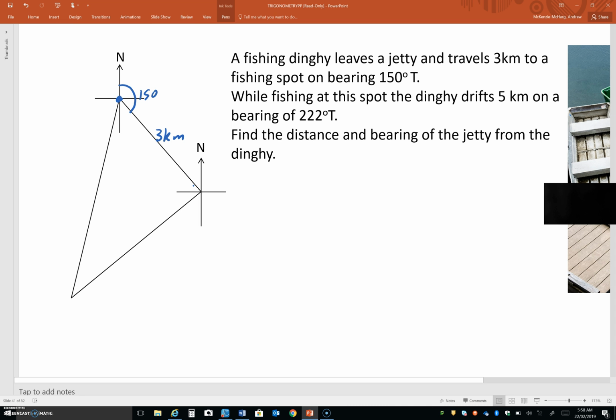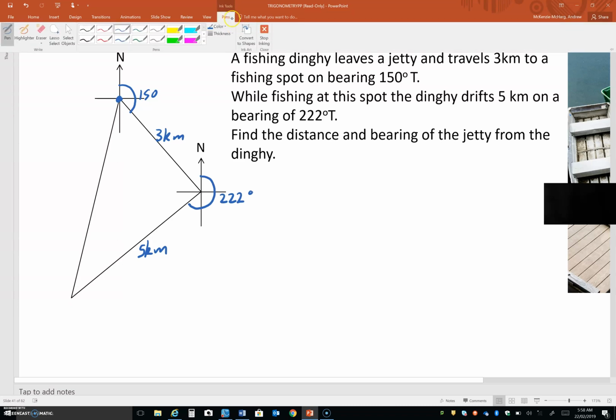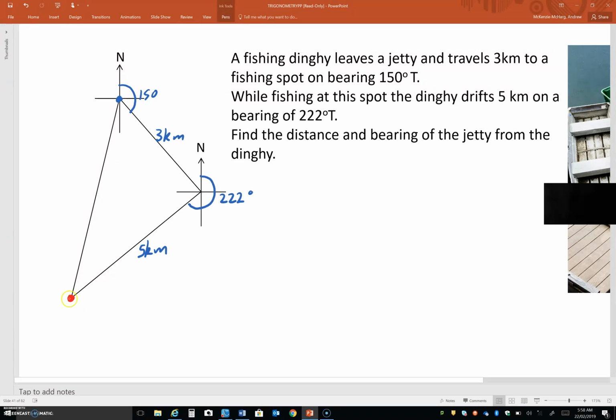So from there it travels a further 5 kilometers on a bearing of 222 degrees true. So that must be 222 there. And it ends up at this red dot. And we are asked to find the distance from that finishing point back to the blue dot. This one here.